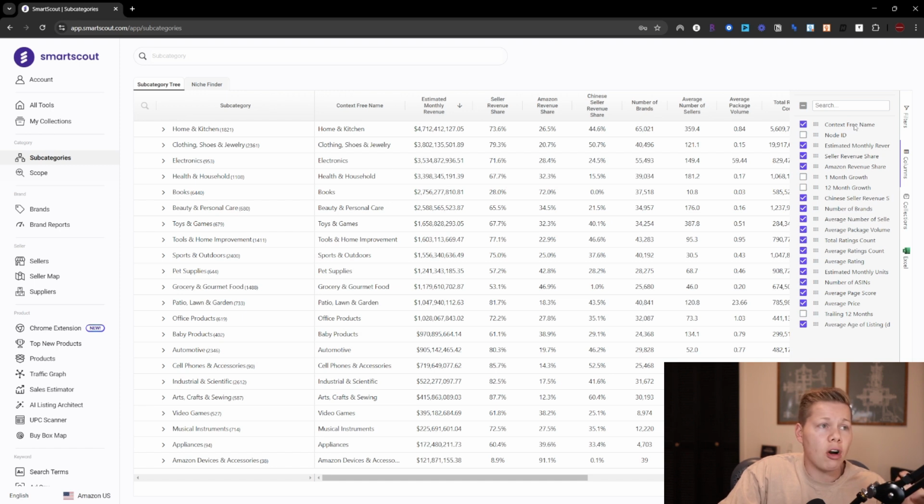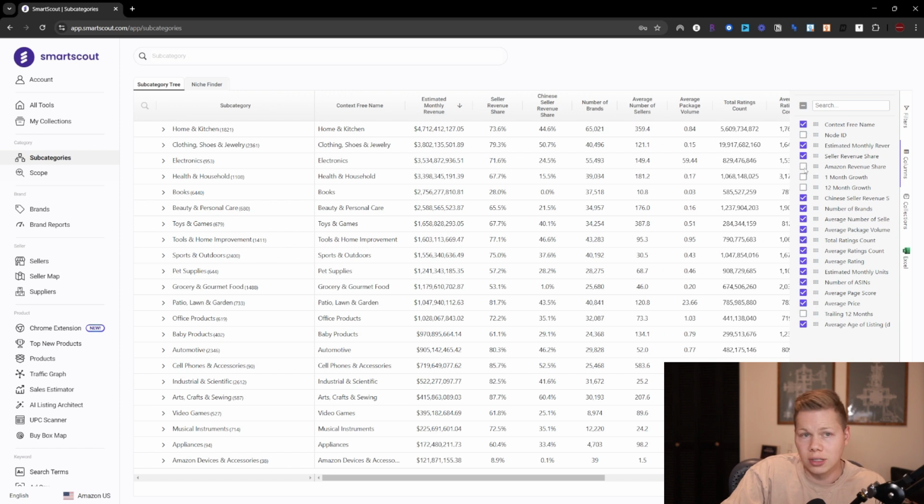Okay. We need context-free name. Okay. This is going to be the category name, the main category name, right? Estimated monthly revenue. We want to know how much money this makes. Seller revenue share. This is essentially how much revenue do third-party sellers like you and I take of the revenue share versus Amazon. Okay. Amazon revenue share is just another representation of that number. As you can see, 73.6 and 26.5. If you add those together, you get 100%. We only need one of those numbers. We know if we have a high seller revenue share, it's going to be a low Amazon revenue share. So let's get rid of that.